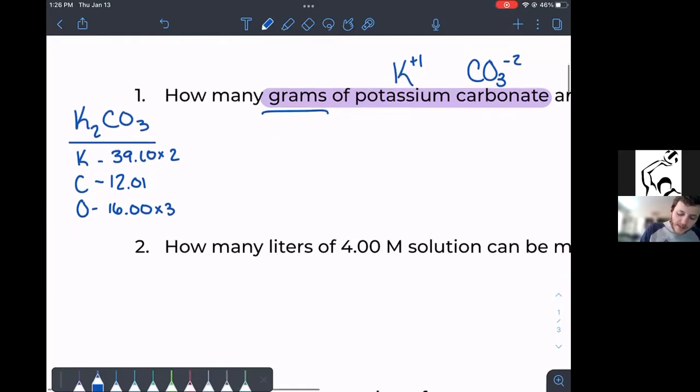If we do that and add the numbers together, we end up with 138.21 grams of K2CO3 is equal to 1 mole of K2CO3. So we've come up with our molar mass, or our conversion factor, that we're going to need later on.